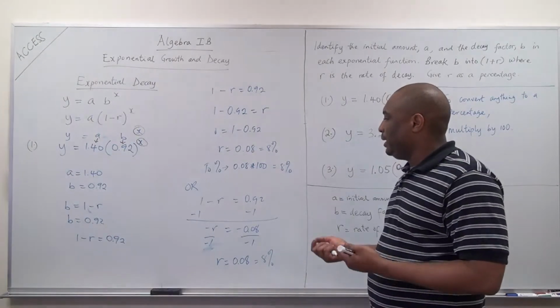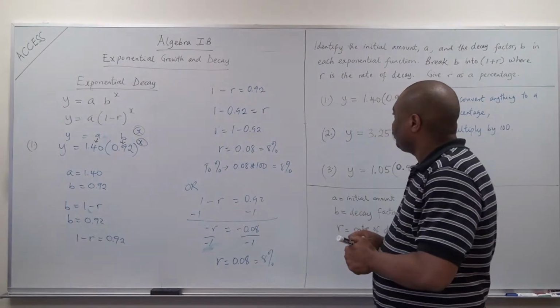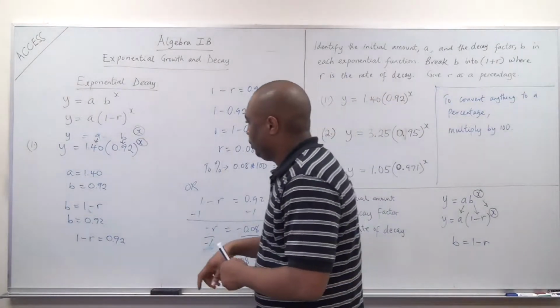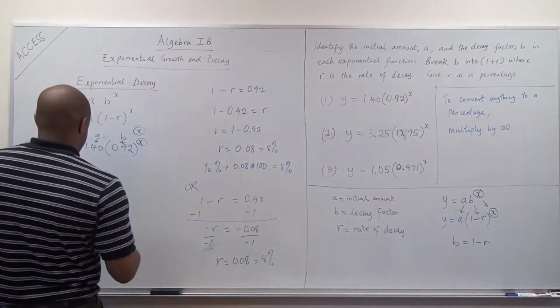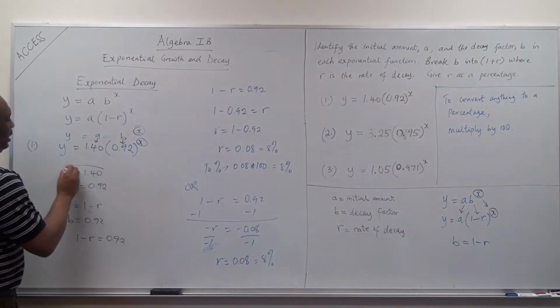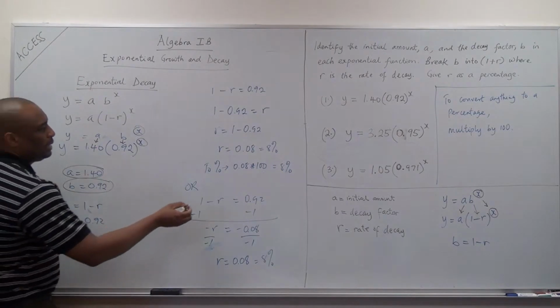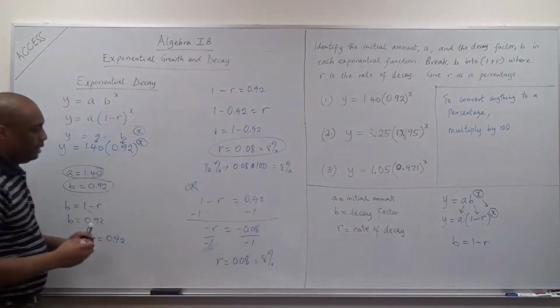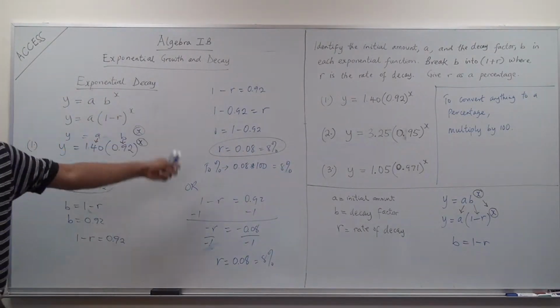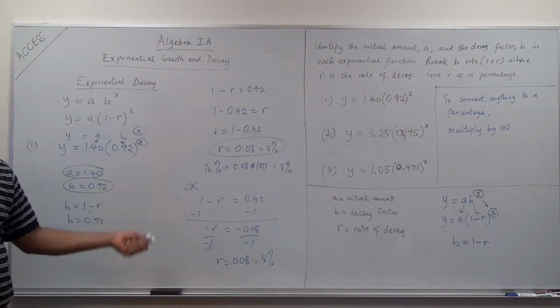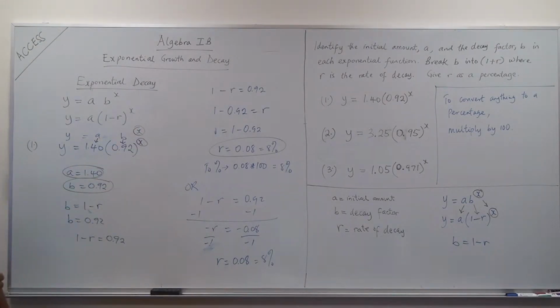Now another way you can do it is this way. So this is our A, this is our B, and this is our R, 8%. Either of these ways is fine if you understand it.